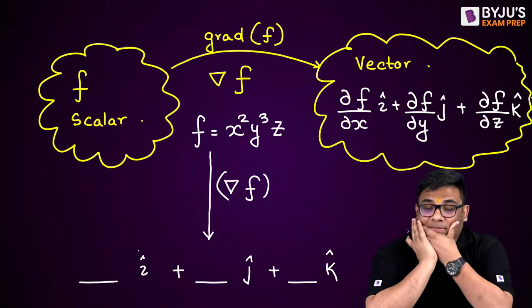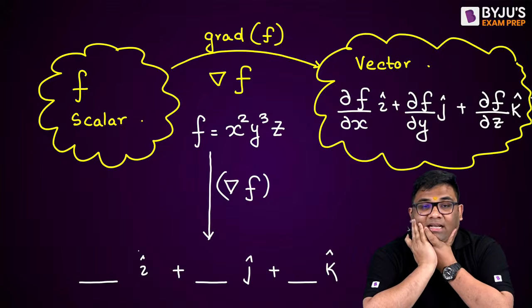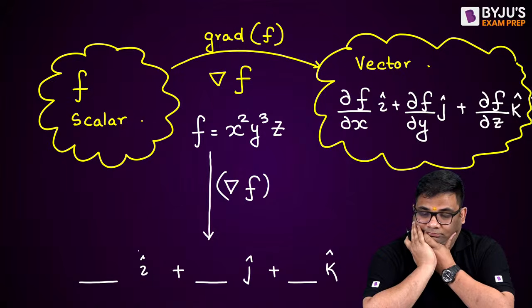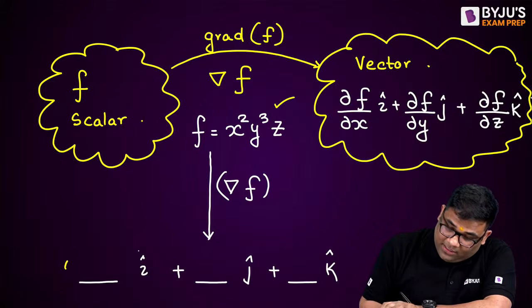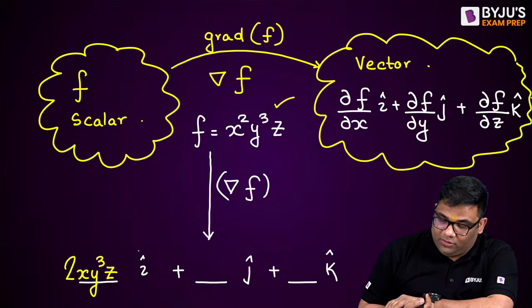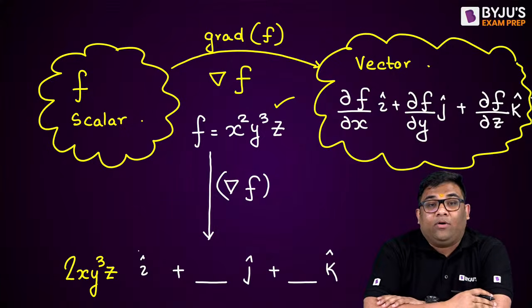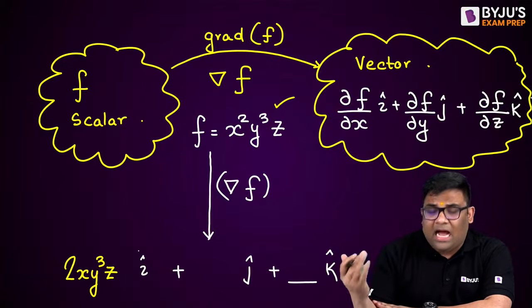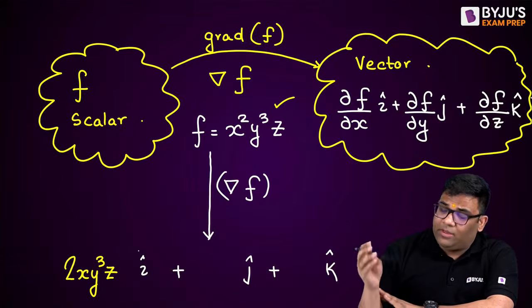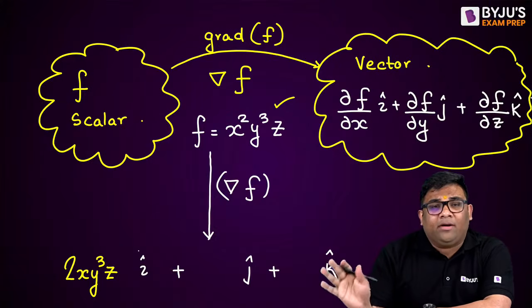We'll solve more questions, don't worry, but it's the starting. Please write the answer. For i cap, what is the answer? For j cap? For k cap? First differentiate with respect to x. When we differentiate with respect to x, I will get 2x y cube z. Only x will change. Other things will remain constant, right? Other things will not be affected. Then keep on writing, don't wait for me. I, J, K, keep on writing, be active.